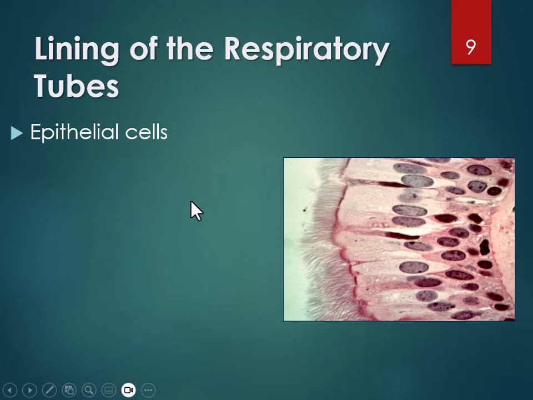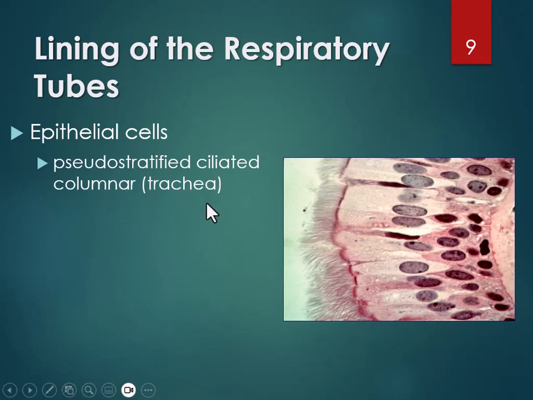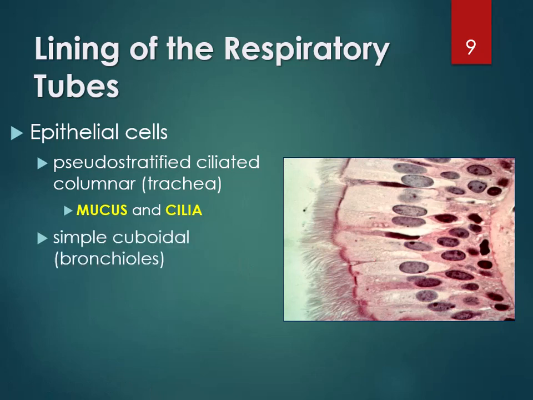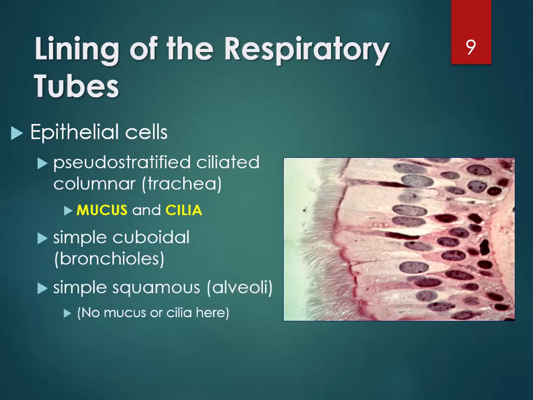Okay, so the respiratory tubes, of course, are lined with epithelial cells, and the trachea is lined with pseudostratified ciliated columnar. You can see the cilia here. And again, that functions to catch the debris and the dust and anything else you breathe in. There are also goblet cells secreting mucus to try to catch stuff. And that's great defense against all the stuff that's in the air, viruses and bacteria. When you get down to the bronchial tubes, they're simple cuboidal, and the alveoli are simple squamous. And there's no mucus or cilia once you get that low.